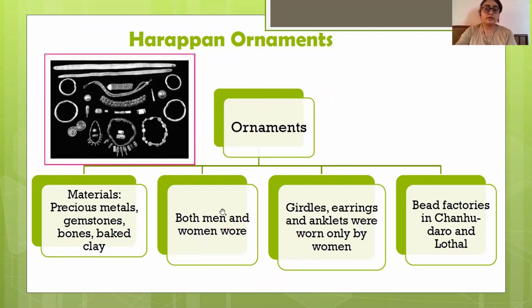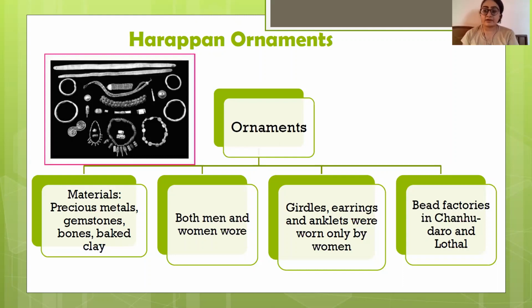Then both men and women used to wear ornaments. What kind of ornaments were worn by women? Girdles, earrings and anklets. Very important. Though ornaments were worn by both men and women, some ornaments like girdles, earrings and anklets were worn only by women. All the ornaments were not worn by both men and women. There were some ornaments which were meant specifically and only for women, and these were girdles, earrings and anklets.